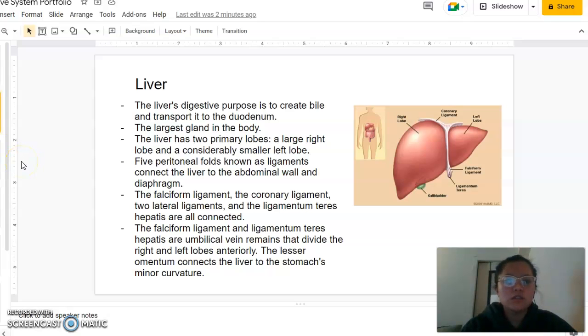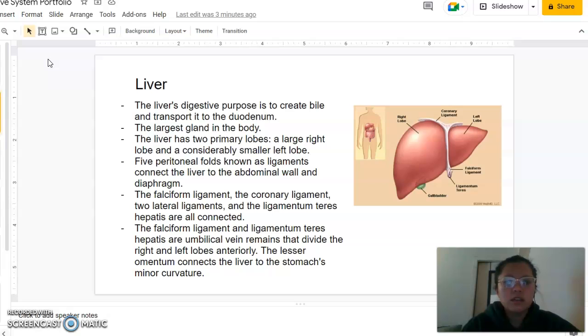Its role is to produce bile and export it to the duodenum. The liver is divided into primary lobes, which are the large right lobe and a smaller left lobe. In the right lobe, some anatomists also identify an inferior quadrate lobe and a posterior caudate lobe, which are defined by internal features.